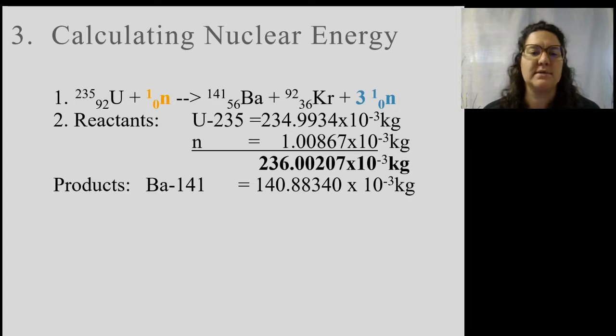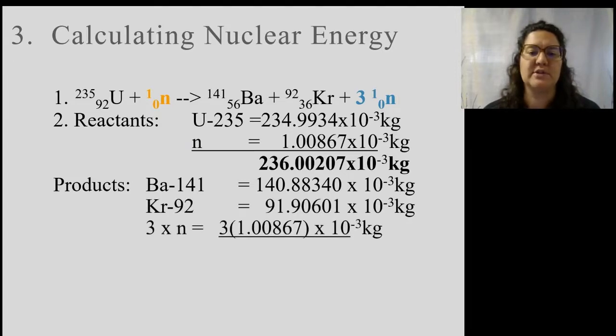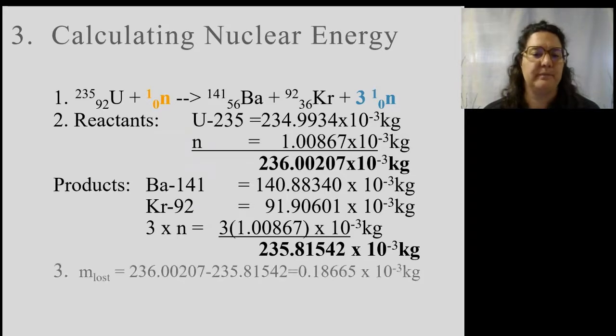Now the mass of our products, so we have barium, krypton, as well as 3 neutrons, giving us a total mass of 235.81542 times 10 to the negative 3 kilograms. Now again, these are all found on your nuclear energy chart in your data booklet. So we want to take our mass lost as our products minus our reactants.